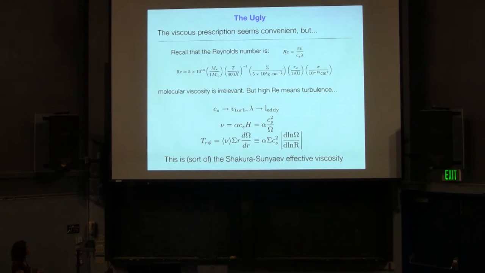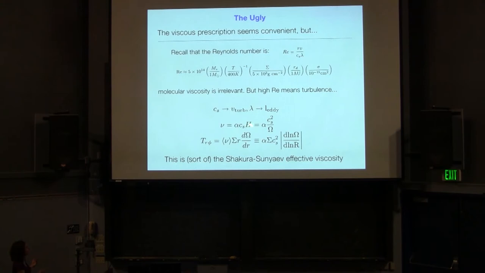And this is where the Shakura-Sunyaev effective viscosity comes from, where we say, okay, instead of having my viscosity be proportional to something having to do with interactions between molecules, it's proportional to some unknown number times the sound speed in the disk, which is going to be comparable to the turbulent velocity, and then some length scale, which I'm going to say, the largest scale eddy I can have in my disk is basically going to be proportional to the scale height. And so you'll sometimes see it written like this.